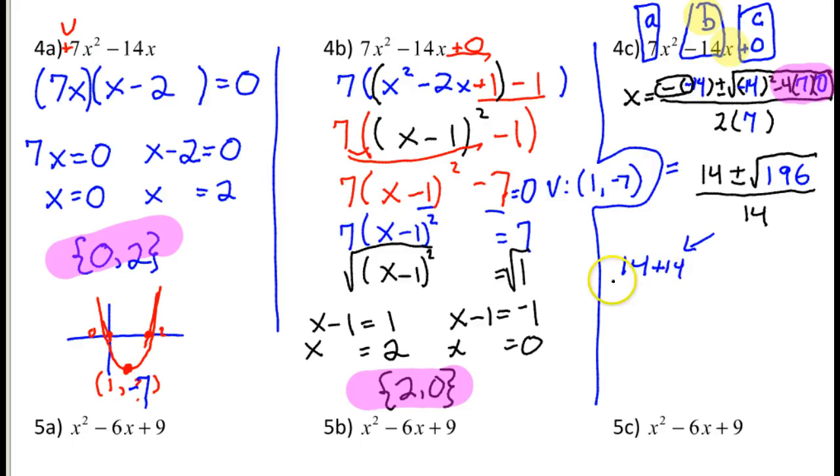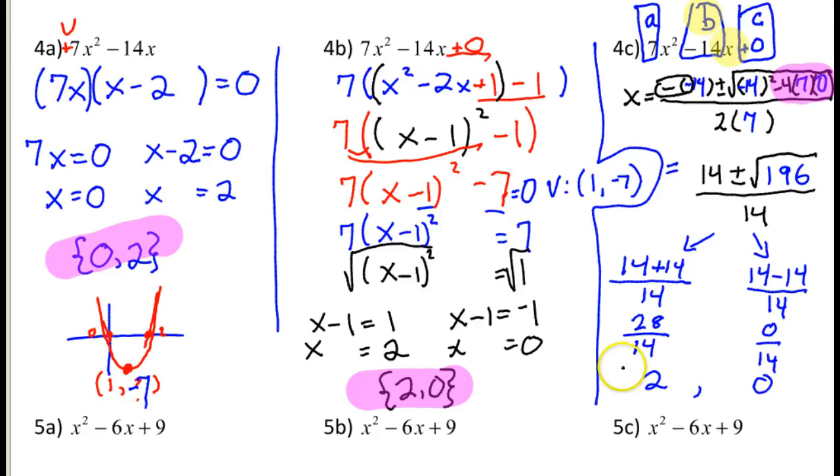So we get 14 plus 14 over 14, and we get 14 minus 14 over 14. So that's 28 over 14, which equals 2. And that's 0 over 14, which equals 0. And as predicted. So the last class, will they be checking it? No. Just as legit as the first one.